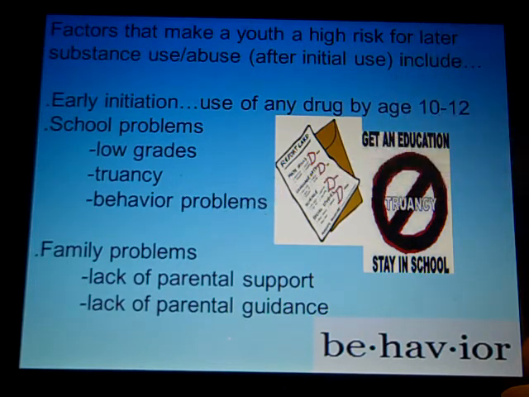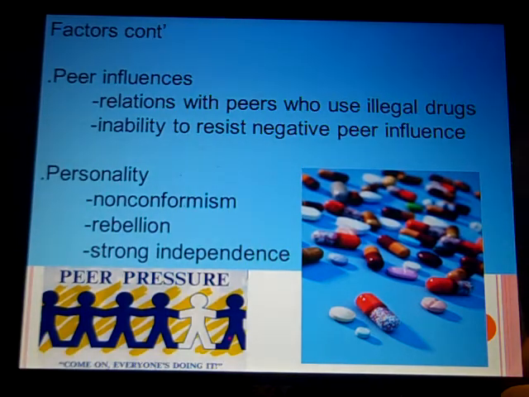Also, family problems, lack of parental support, lack of parental guidance. If parents are absent, if they're just not there, or sometimes parents, and I've seen this, and experienced this with some friends of mine when I was in high school, will actually support these alcohol parties and these drug parties. They'll actually endorse and let their children bring friends over so they can control it and keep an eye on it. But this, unbeknownst to these parents, increases the chances that their children and their peers will continue to use after initial use. And then the last slide, peer influences.